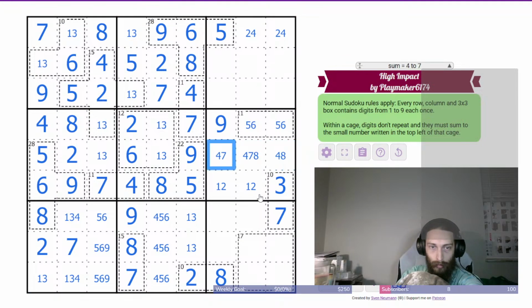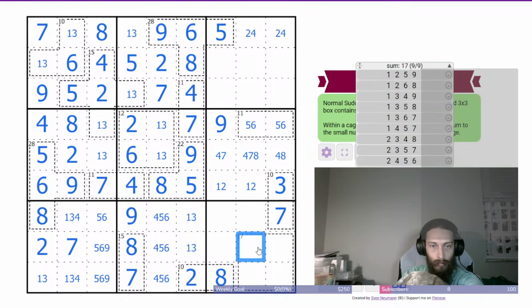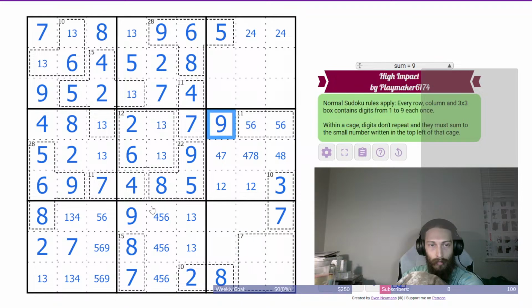9's out of all of those. 7. 17. Means that's 9. 7. 8. It means it has to have a 9. No, it doesn't, because it could be 2, 4, 5, 6, I think. Well, these two 9s make 4 to 9 here. Oh, yeah.